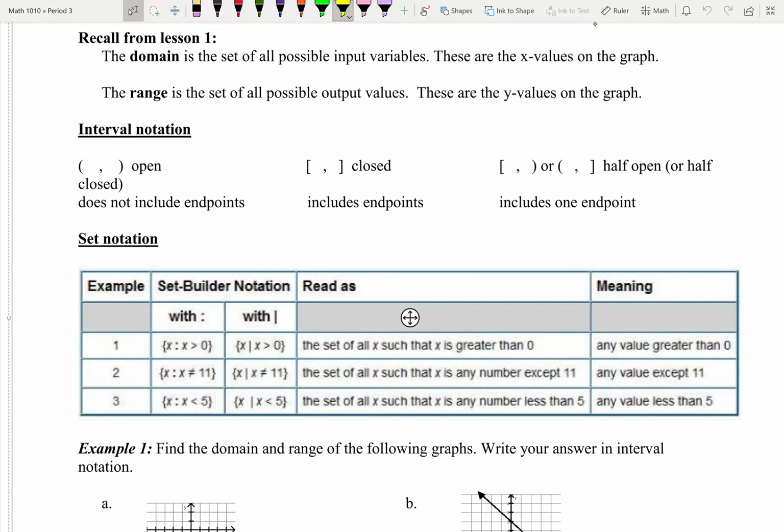Okay, so domain, we already talked about that. The domain is what comes in, and those are the X values. It says right there, those are the X values. It goes on the X axis, the horizontal axis. And then the range is what comes out, and those are all the Y values. So I'm sure you guys knew that before. Domain is X, range is Y, right?